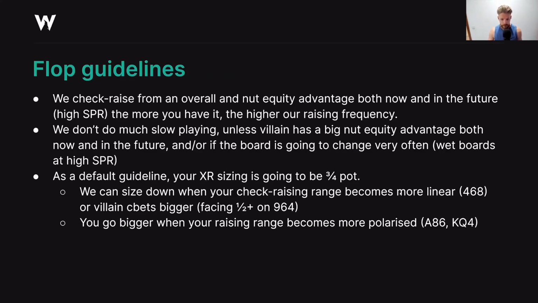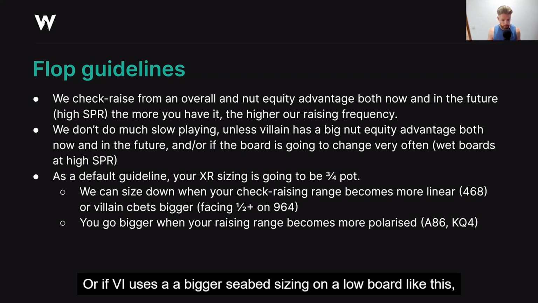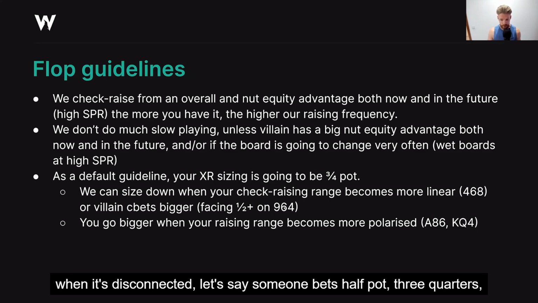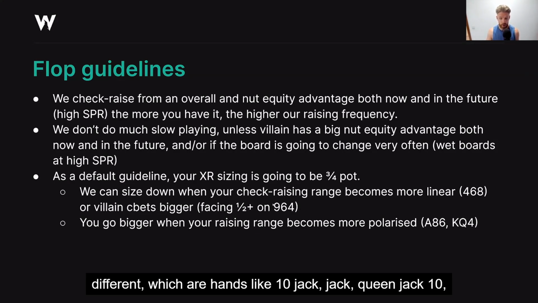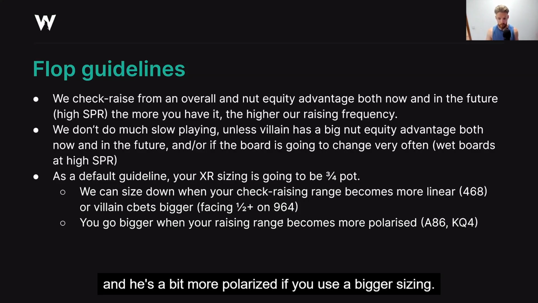All right. Or if villain uses a bigger c-bet sizing on a low board like this, when it's disconnected, let's say someone bets half pot 3/4, we actually make very small check raises because we're trying to make his bluffs indifferent, which are hands like 10, jack, jack, queen, jack 10. And he's a bit more polarized if you use a bigger sizing.